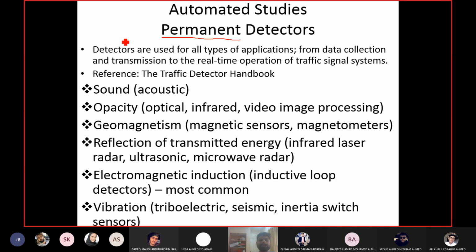Then we have opacity detectors, which are basically working on image processing. So they are like a camera. Like you have face detection in your mobile cameras, right? So the traffic cameras also have this technology. So they are installed on the road, and when the vehicle passes through their frame, they can detect that it's a vehicle and they will count it.